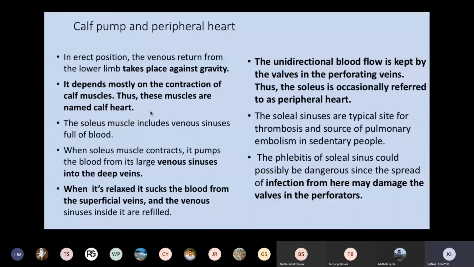So imagine the venous sinuses in this. All the time some group of muscle is contracting. That is why all the time it is pushing the blood into the deep veins and sucking the blood from the peripheral veins, I mean superficial veins, and that is why this is called a peripheral heart.